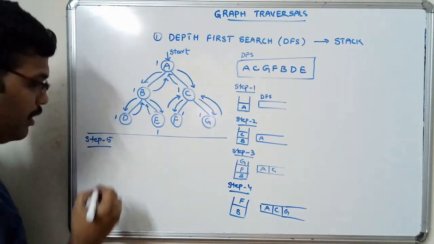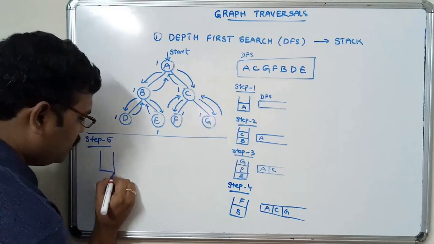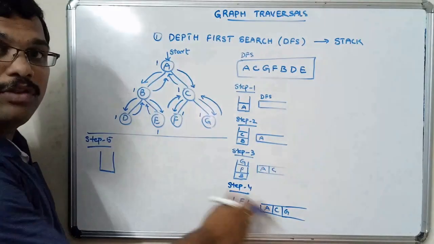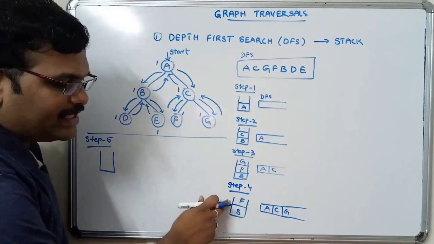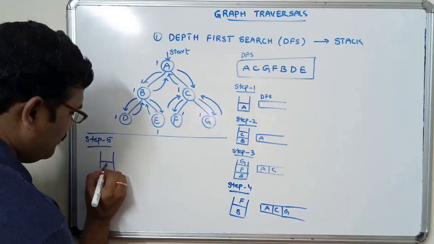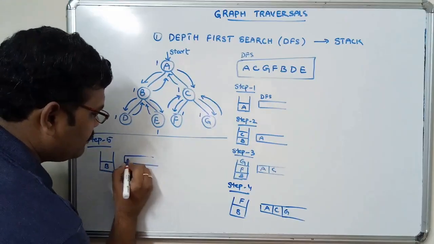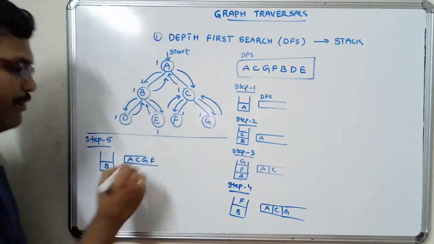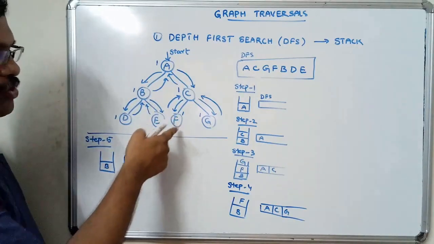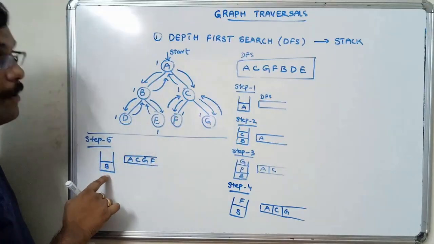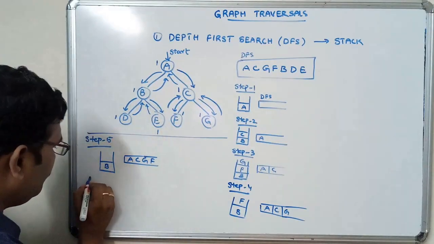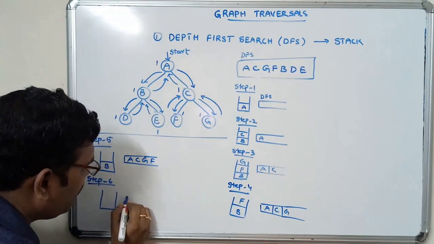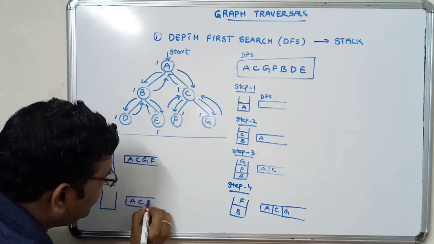Then step 5. Same. So here G is not having any adjacent nodes. Now F. Remove the F and push all the adjacent nodes of F. So already the DFS expression has A, C, G, and now we are placing F here. So F is also having no adjacent nodes. Now B. Step 6. The DFS is A, C, G, F and B.